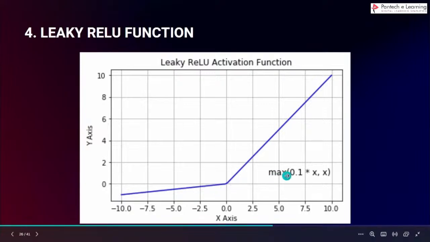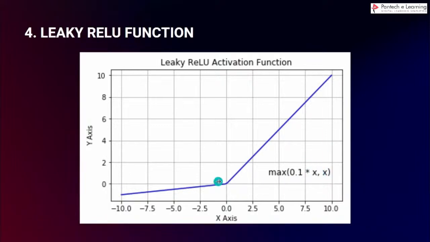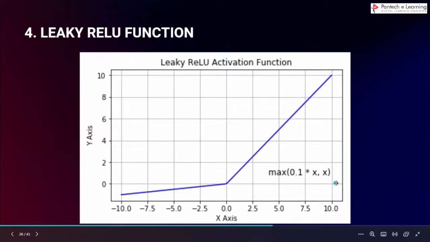And if you have another value, x, which is positive, then it will be taken into account, and that will be your maximum value. That's what a leaky ReLU will do. Something is leaked here, so that's the name that has been given: leaky ReLU.